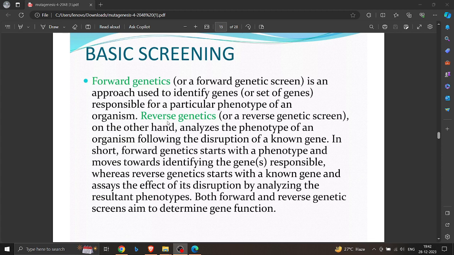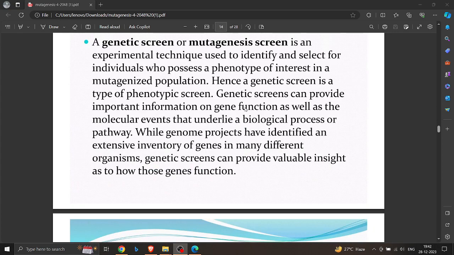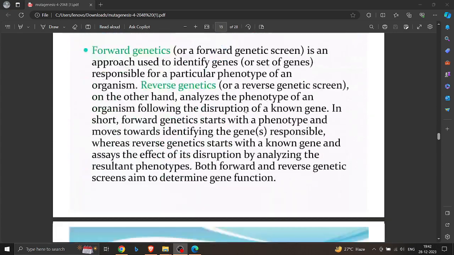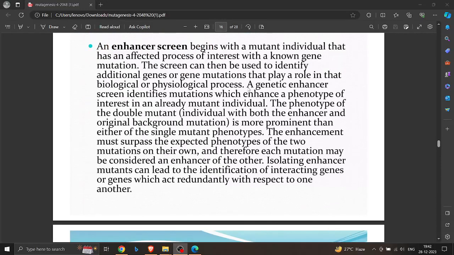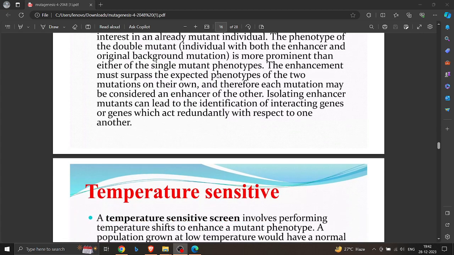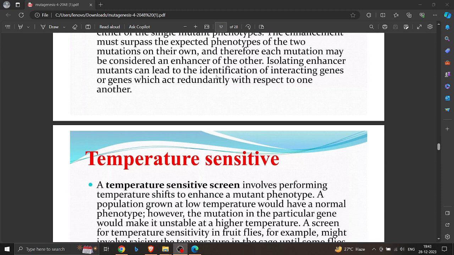These are the basic screens, that is, the forward genetic screen. This type of genetic screen is used to find the phenotype of interest in a mutagenized population. Then the enhancer screen begins with a mutant individual that has an affected process of interest with a known gene mutation. That means a mutation has disrupted a known gene, probably to isolate or identify the interacting genes, to see what is happening inside.